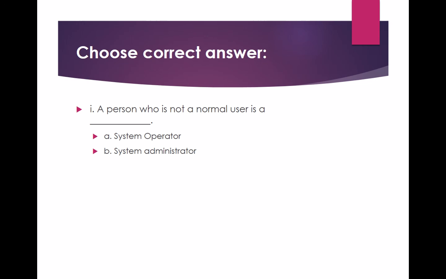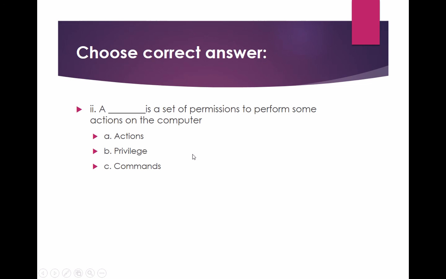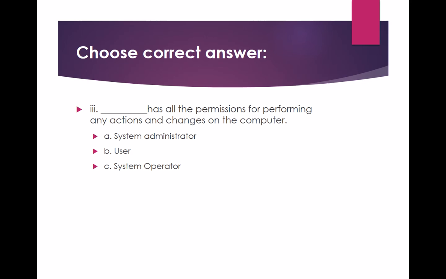Choose the correct answer. A person who is not a normal user is a dash. System operator or system administrator? Yes, he is system administrator. A dash is a set of permissions to perform some action on the computer. Actions, privilege or command? Yes, the correct answer is privilege. A privilege is a set of permissions to perform some actions on the computer.